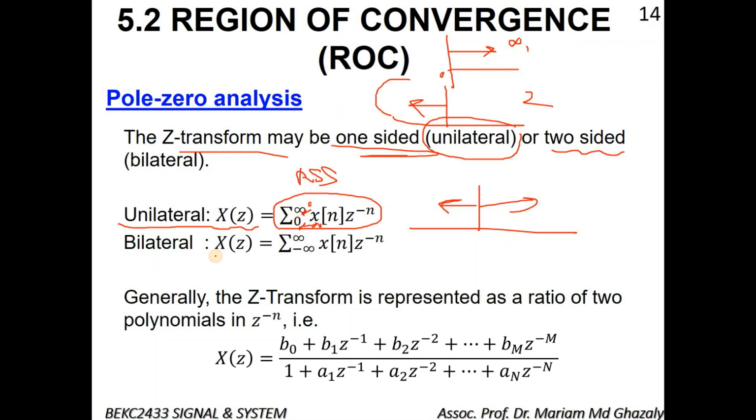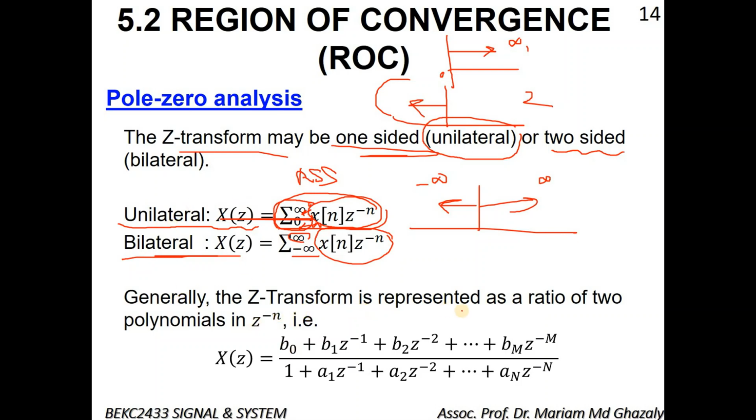Okay. So for a bilateral signal, you have both sides, so you have positive infinity and minus infinity. It means you have the summation from minus infinity to infinity of x[n] z^(-n). If you see here, this does not change. What changes is only the summation limits. The summation depends on the signal sidedness. Okay, so this is the explanation for unilateral and bilateral.